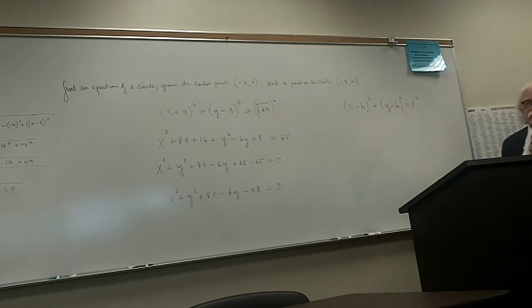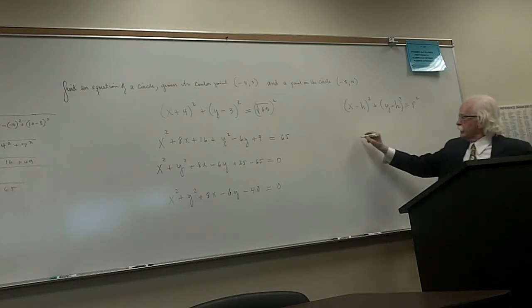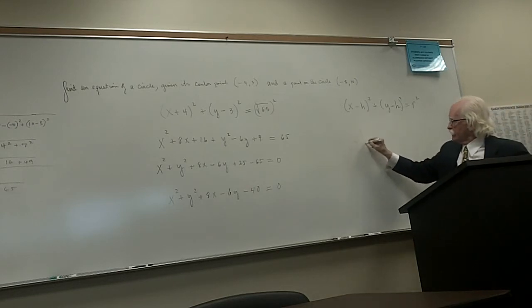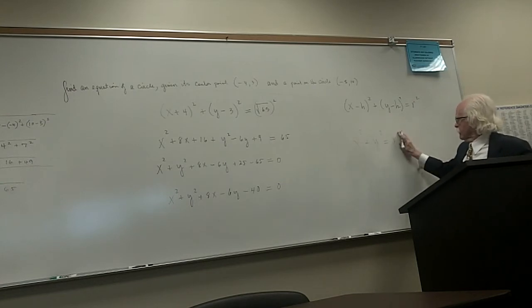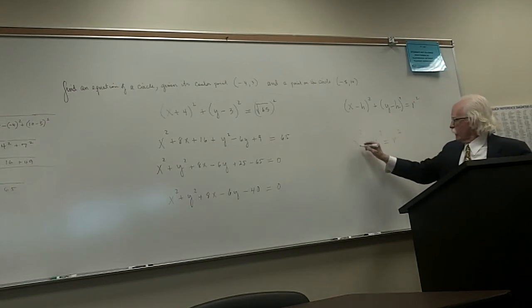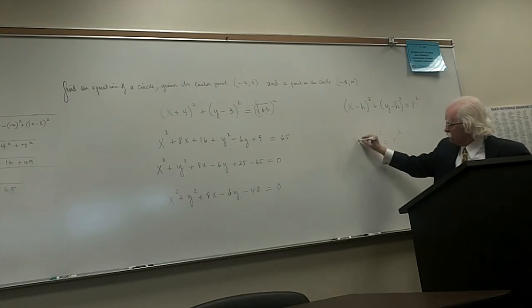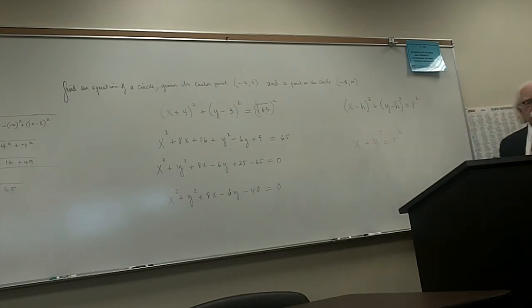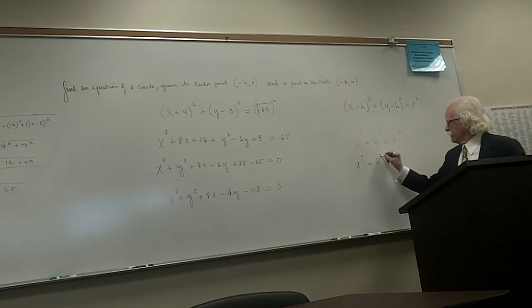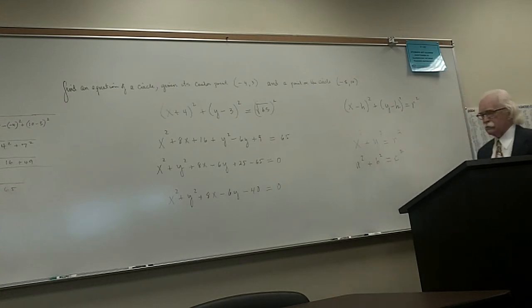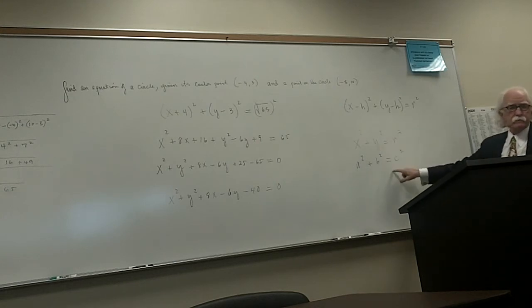Now, if h and k was 0, 0, then this would become x squared plus y squared is equal to r squared, which is nothing more than what? Pythagorean theorem. That's the same thing as saying a squared plus b squared is equal to c squared. Everybody see that? This is the same exact equation.